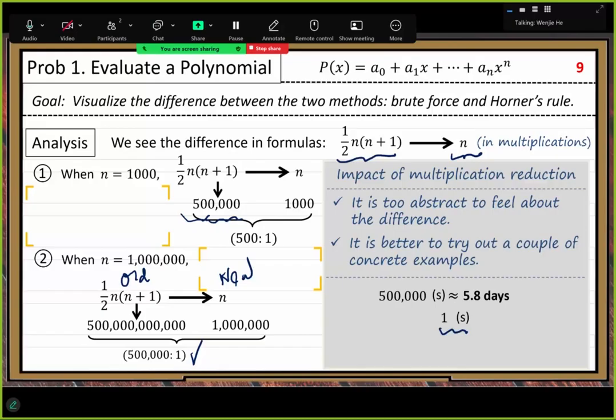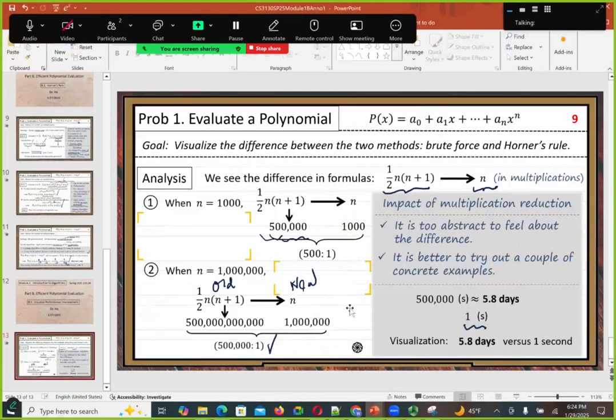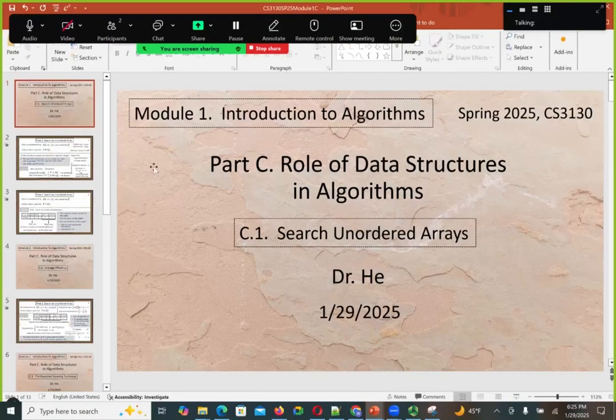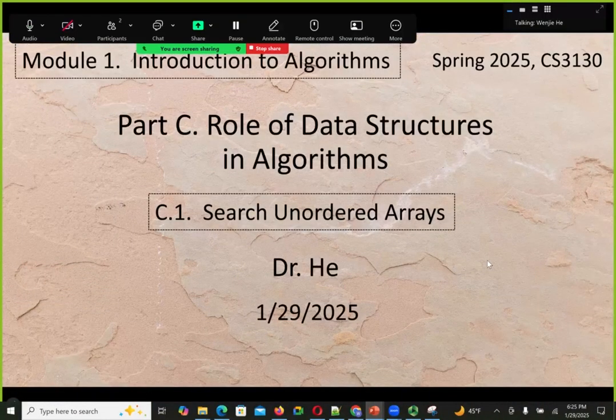All right, so we finish part B. At this point, we finish part B. We still have some time, so I want to go to part C to get it started. Part C, the topic, role of data structures in algorithms. Although our class focuses on algorithms, we need to talk about data structures a little bit.